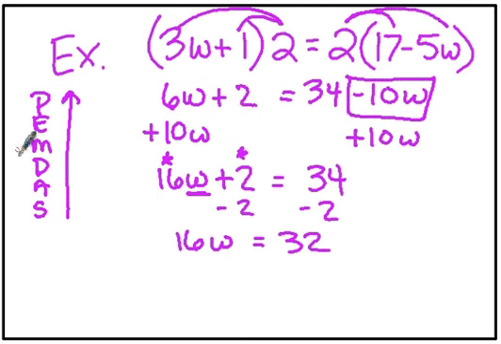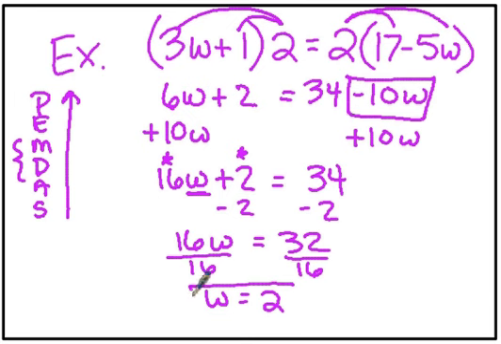And now we've got some multiplication. We're in this stage right here. Multiply, divide. And the way we're going to undo multiplication is by dividing. So we'll divide both sides by 16. w equals 32 divided by 16 is 2.